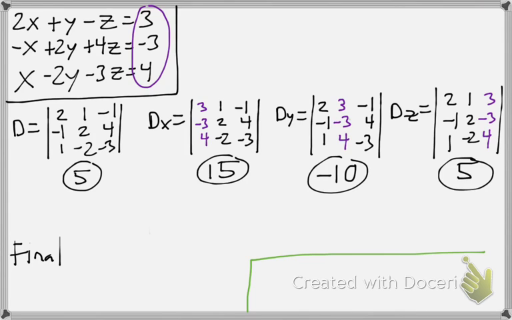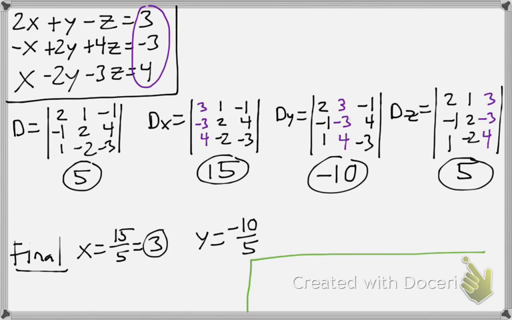Now to get the final answer, if you look at the box, x is equal to dx over d, y is equal to dy over d, and z is equal to dz over d. So x is equal to 15 over 5, which is equal to 3. Y is equal to -10 over 5, which is equal to -2. And z is equal to 5 over 5, which is equal to 1.